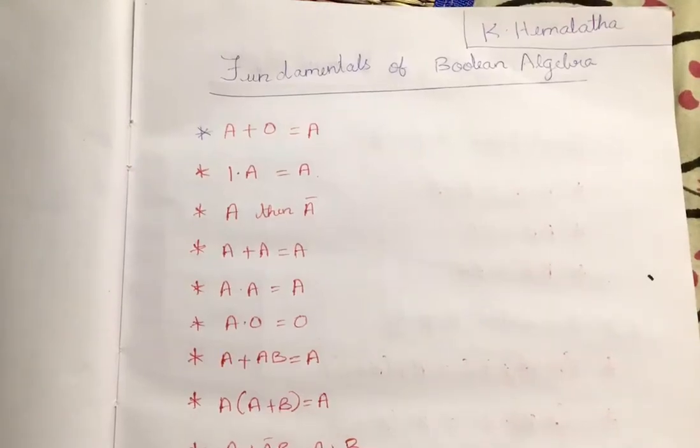So today the topic we are going to see is Boolean algebra. Boolean algebra is a mathematical system that is used to define a series of logical operations. The logical operations are the AND operation, the OR operation and the NOT operation.